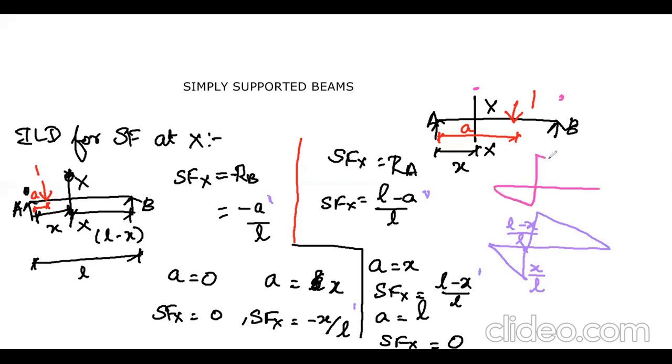Okay, this point is X. This ordinate is X by L and this ordinate is L minus X by L. Now we have found the influence line diagram for the shear force. Next we are going to discuss the application of this influence line diagram for the shear force.